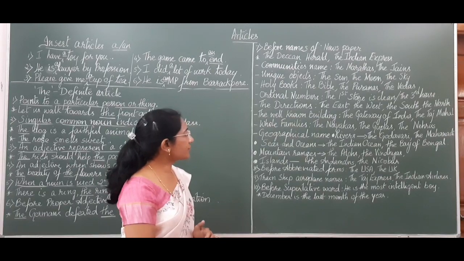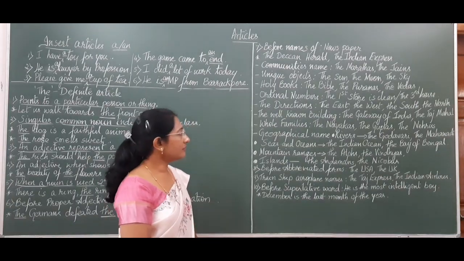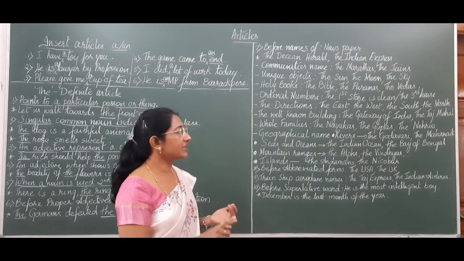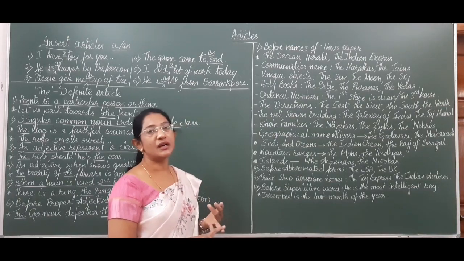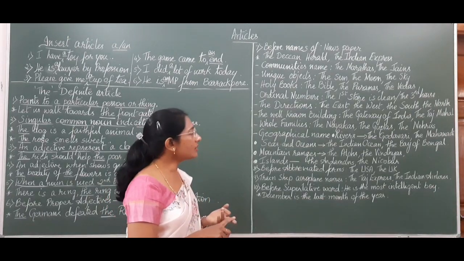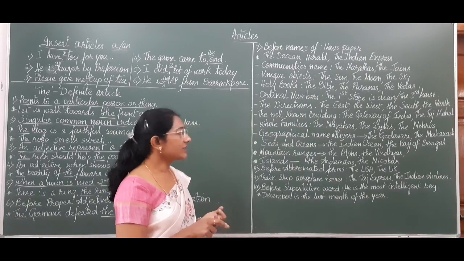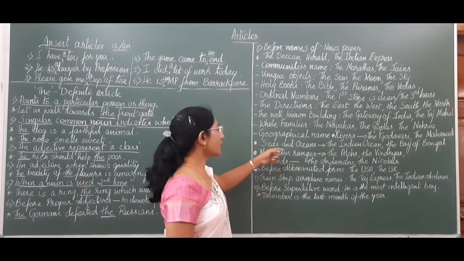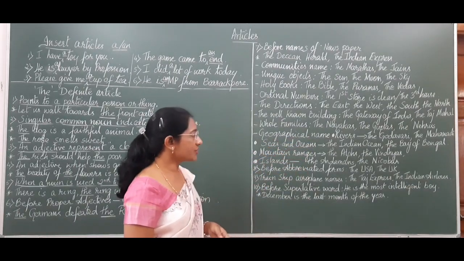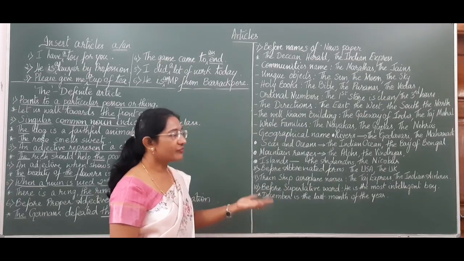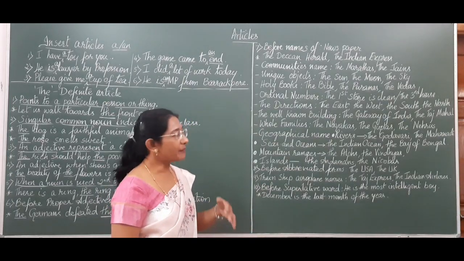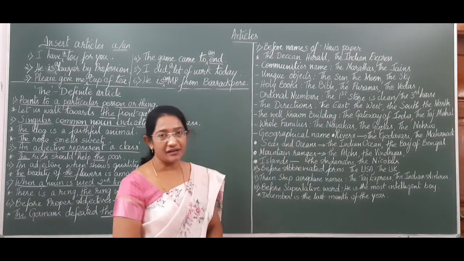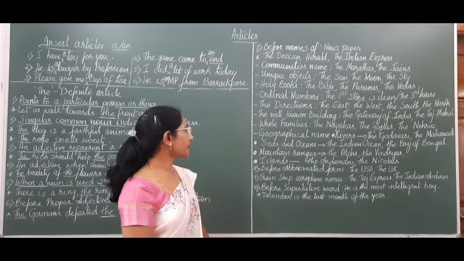Next, all the geographical names like rivers, the Godavari, the Mahanadi, the Ganga, the Yamuna. So all the names of the rivers take the definite article the. They come under the geographical names. There are also the geographical names of seas and oceans, the Indian Ocean, the Bay of Bengal, the Arabian Sea, the Pacific Ocean. Always these geographical names take the definite article the.